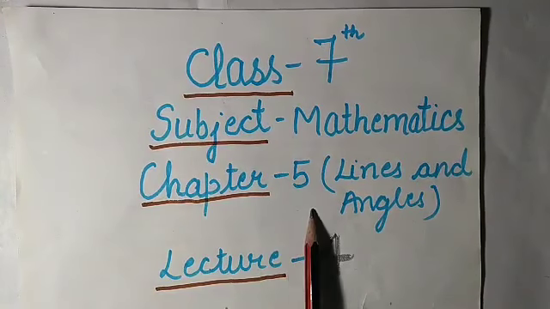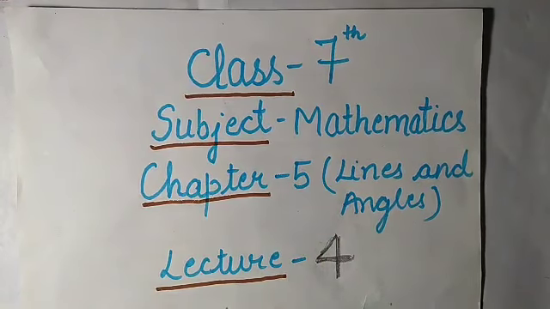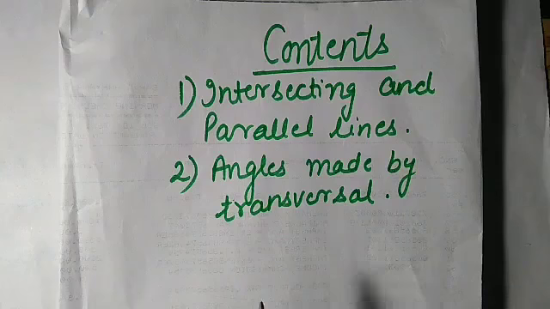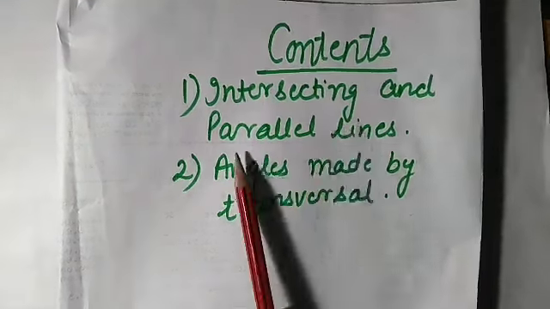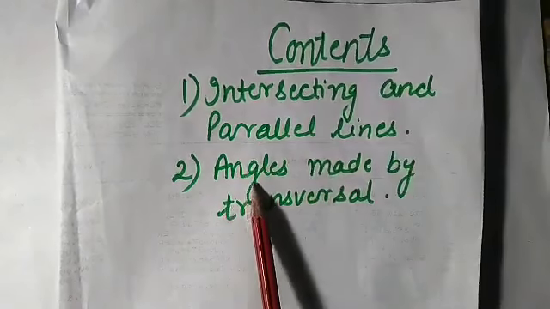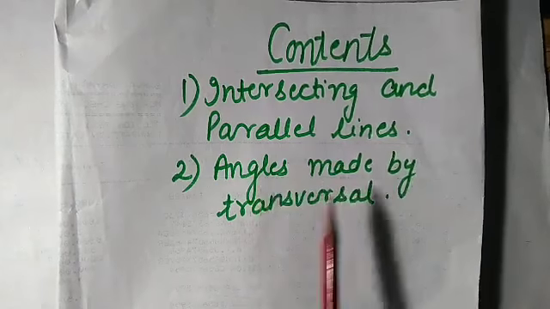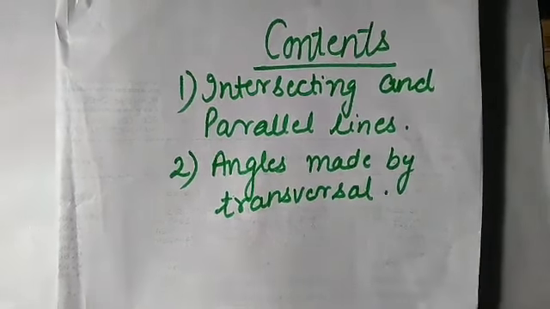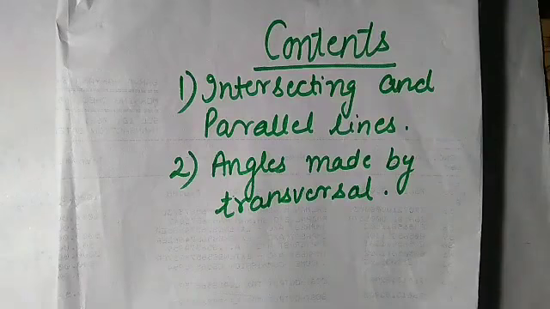Lecture number 4 of chapter number 5, lines and angles. In this lecture, we are going to discuss: first, intersecting and parallel lines. After this, we will learn about angles made by a transversal. Okay, so let us start with intersecting and parallel lines.